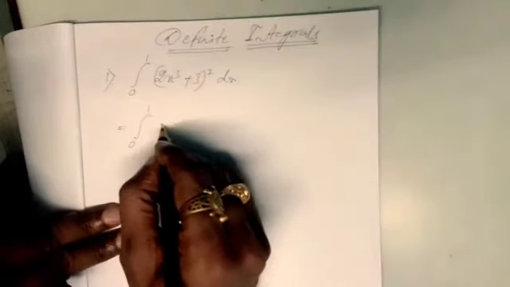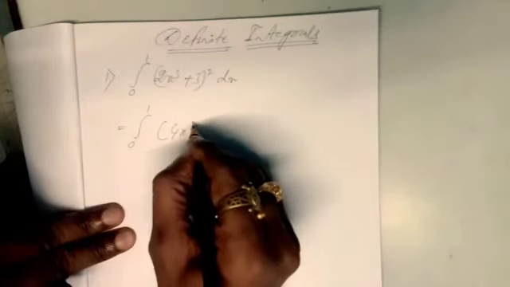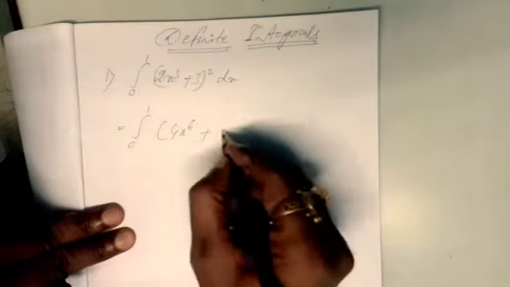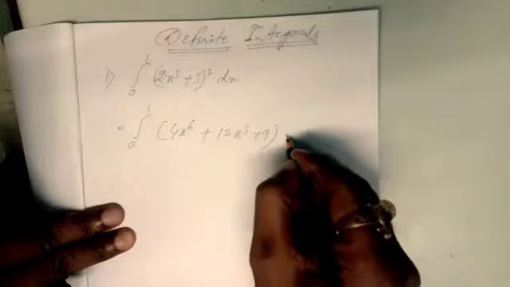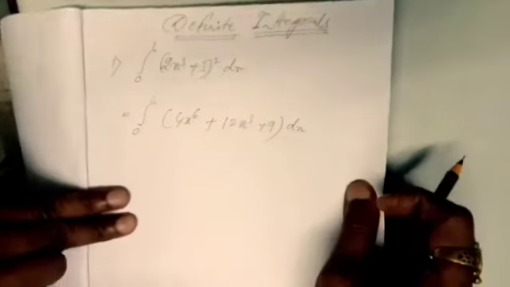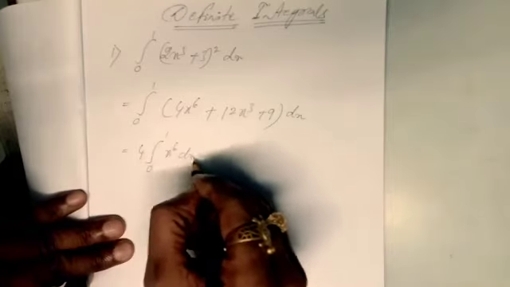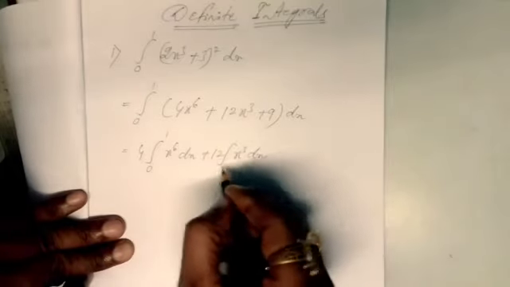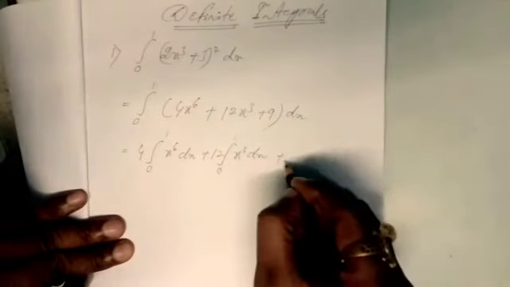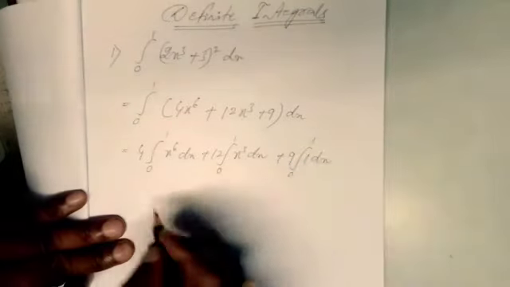0 to 1, if you open the (a plus b) whole square formula, this will be 4x to the power 6 plus 12x cube plus 9 dx. Okay. Next step, you have to open the bracket like this: 4 integration 0 to 1 x to the power 6 dx plus 12 outside, x cube dx 0 to 1, plus 9 outside, integration 1 dx 0 to 1.